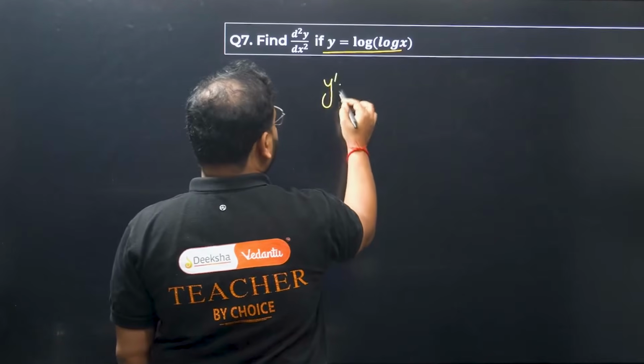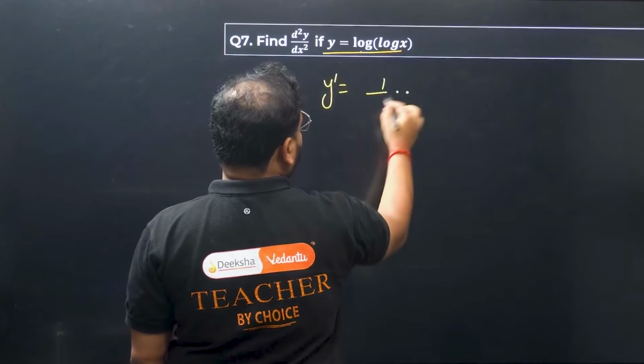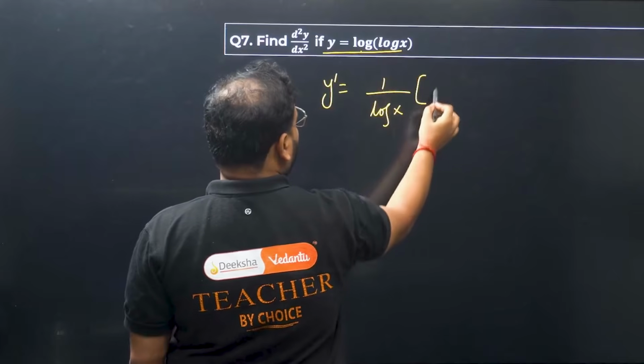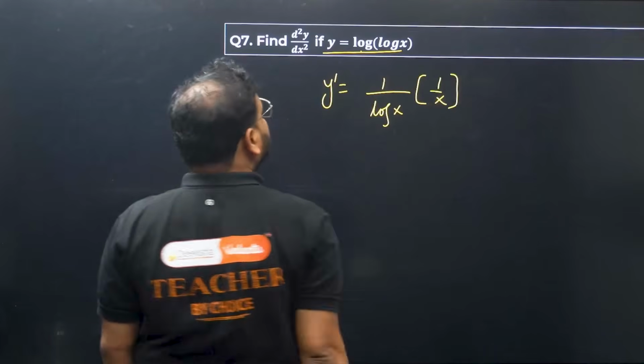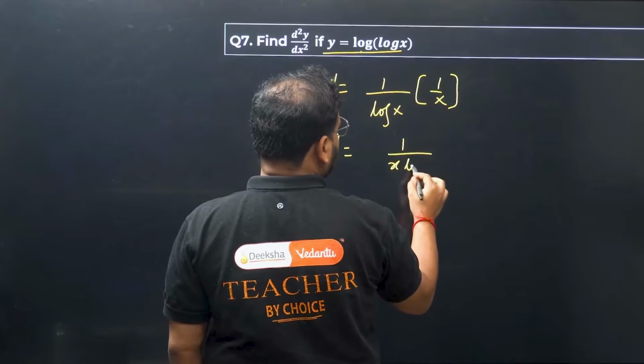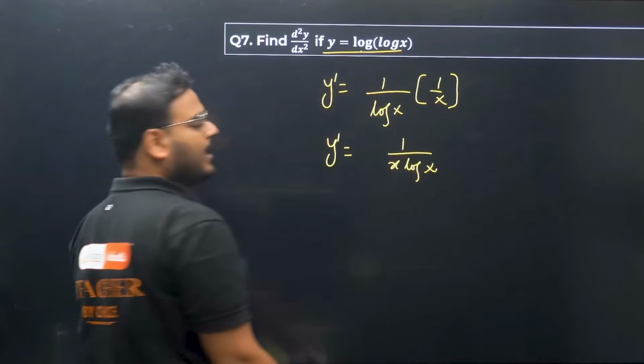Y dash will be given by the derivative of the first log. I get 1 upon log x, and the derivative of this log now, so 1 upon x. So what I get? Y dash is nothing but 1 upon x log x.